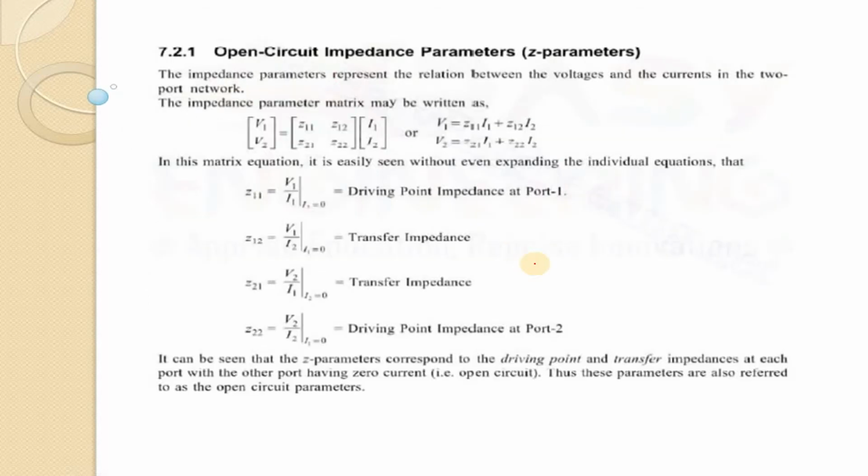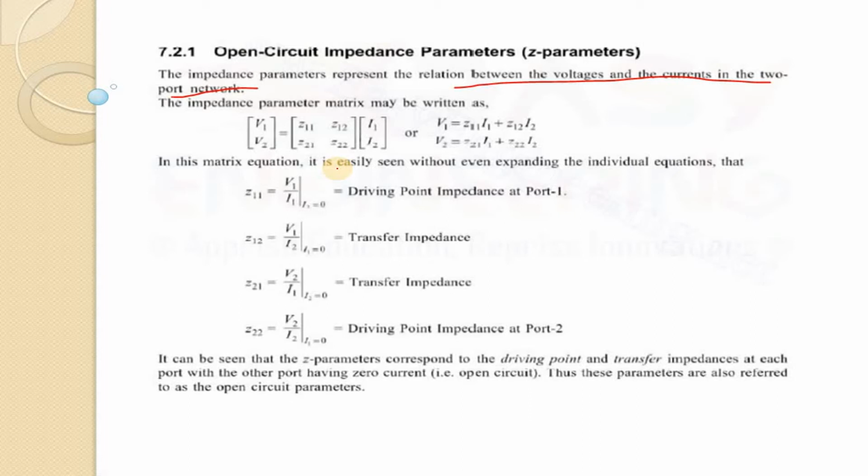Now, first we will start with open circuit impedance parameters or Z parameters. The impedance parameters represent the relation between the voltages and the currents in the two-port network.